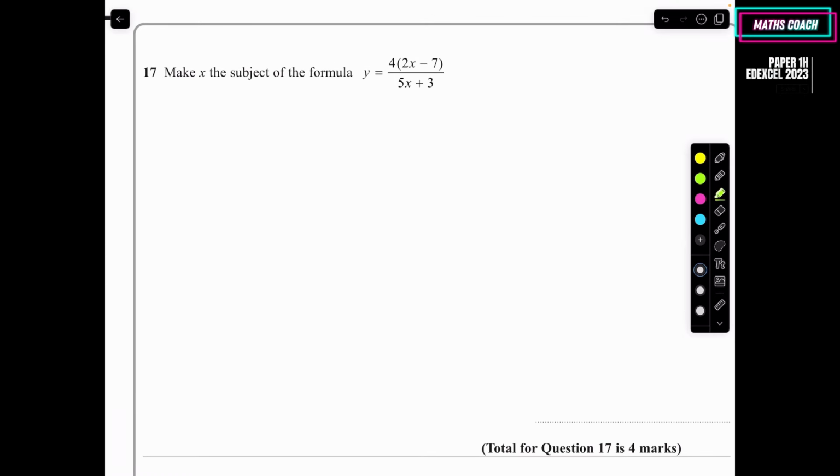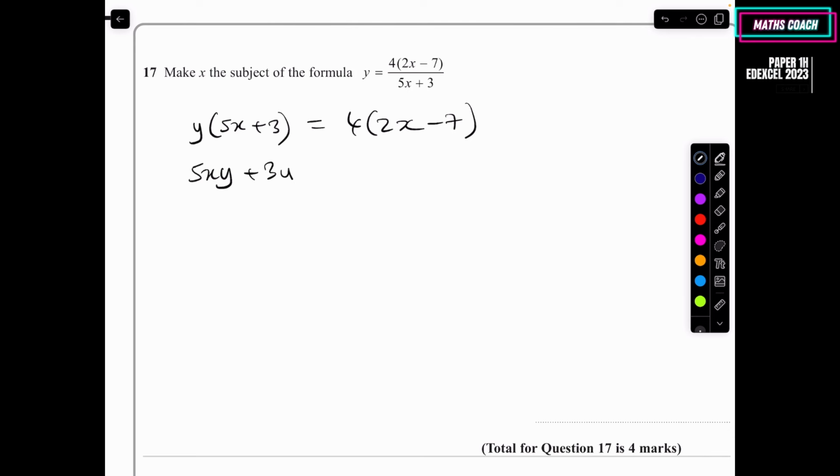So we want to make x the subject of this formula. First step, guys, get all of this onto that side. So we get y bracket 5x plus 3, equals 4 bracket 2x minus 7. Expand the bracket, so you get 5xy plus 3y. Expand that bracket, you get 8x minus 28. Now we're going to take x's onto one side. Okay, so I'm going to move this over here.